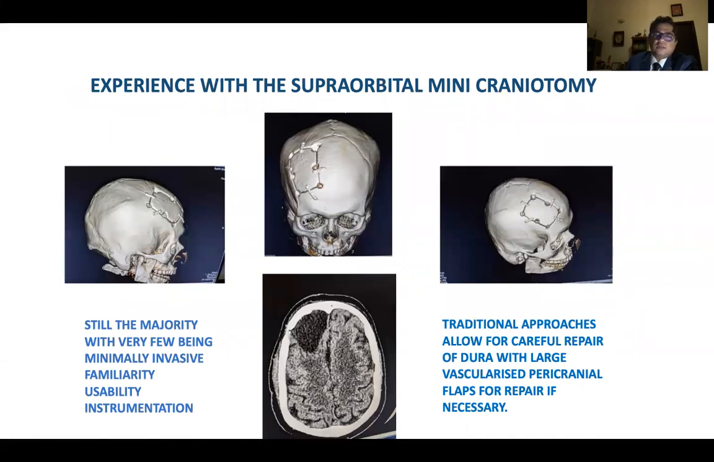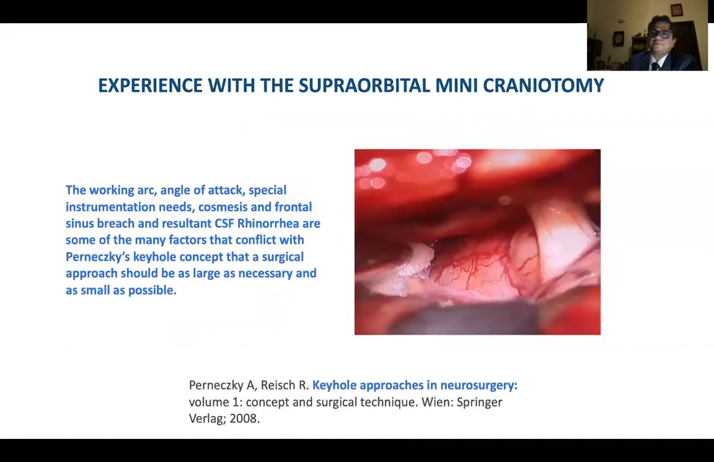The majority is still the conventional, because of familiarity, usability, instrumentation used, and it allows for a careful repair of the dura with large vascularized pericranial flaps. The working arc, the angle of attack, special instrumentation needs, cosmesis, frontal sinus breach, and resultant CSF rhinorrhea are some of the many factors that conflict with Perneczky's keyhole concept that a surgical approach should be as large as necessary and as small as possible.